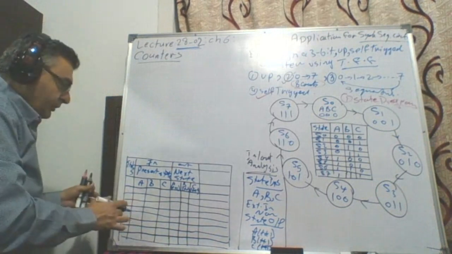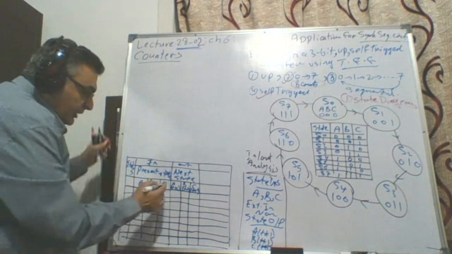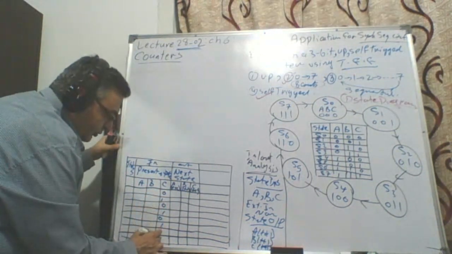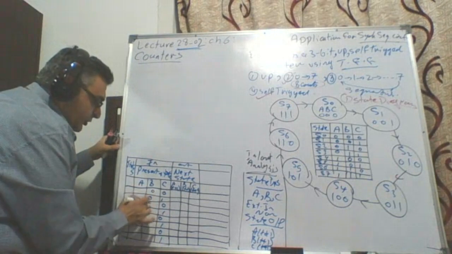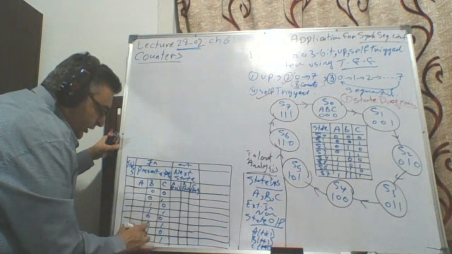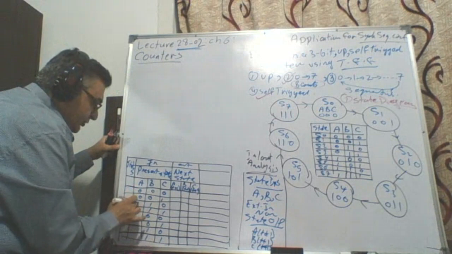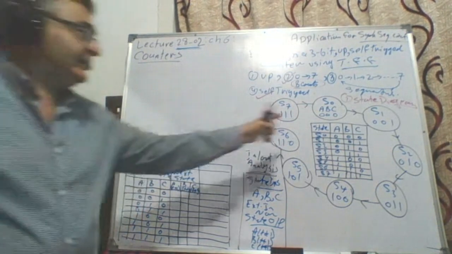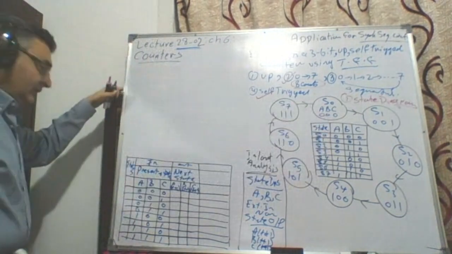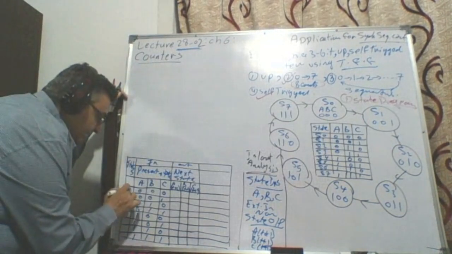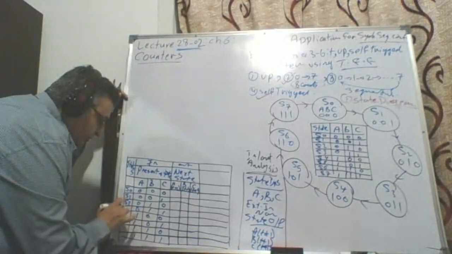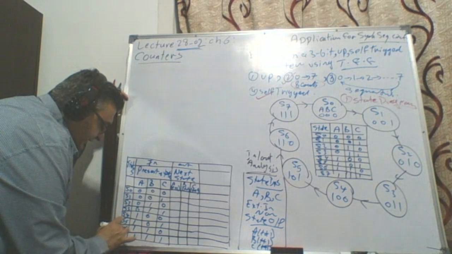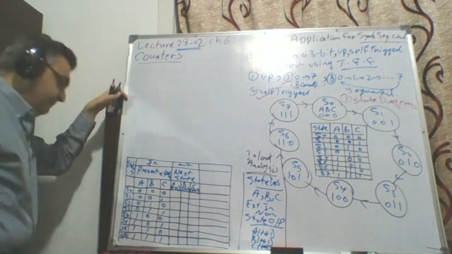For the input side, I just fill it 0, 1, 0, 1, 0, 1, 0, 1. For B, 0, 0, 1, 1, 0, 0, 1, 1. For A, 0, 0, 0, 0, 1, 1, 1, 1. And as the state assignment indicates, this is S0, this is S1, S2, S3, S4, S5, S6, and finally S7.